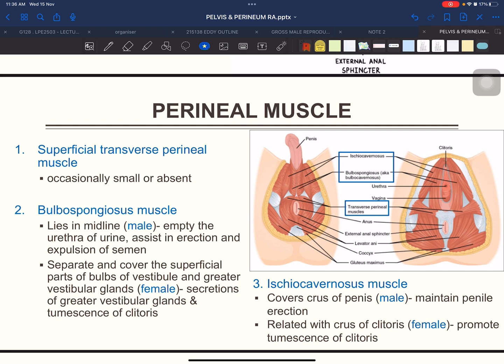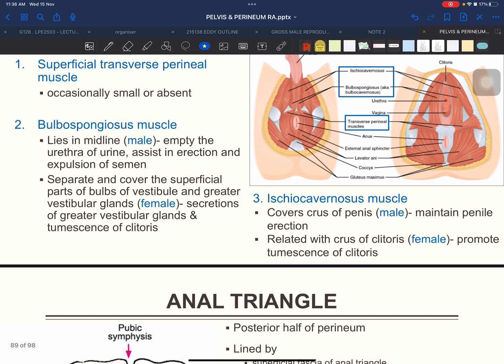Covers the crus of the penis in male, to maintain the penile erection. So this is the function of the muscle, and it also relates with the stimulation of the clitoris in female. So this is the function of these muscles of the perineum.